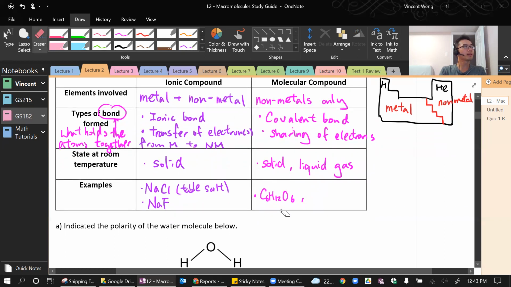C6H12O6. That is glucose. It's one of the monomers that we learned about. Liquid, right? H2O, that would be water. And gas would be something like CO2, carbon dioxide. So that's solid, liquid, and gas at room temperature.